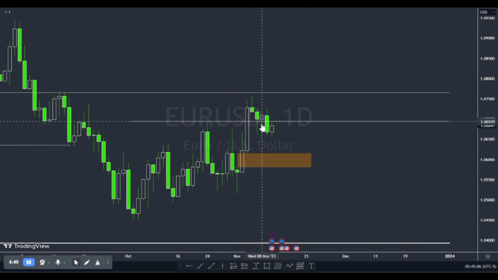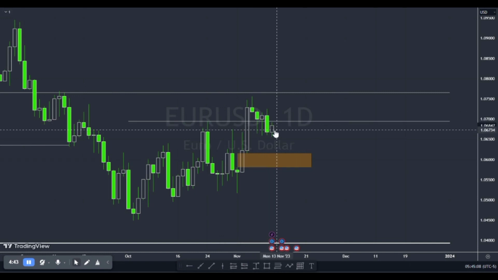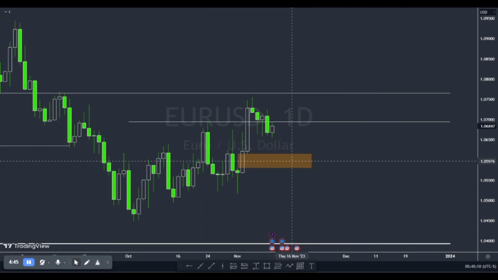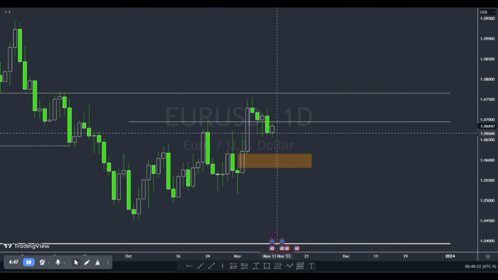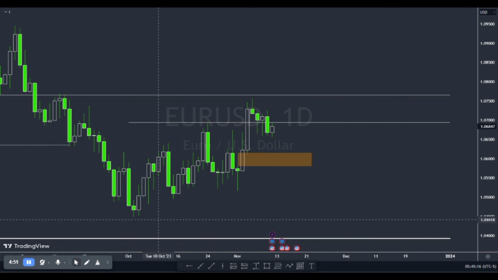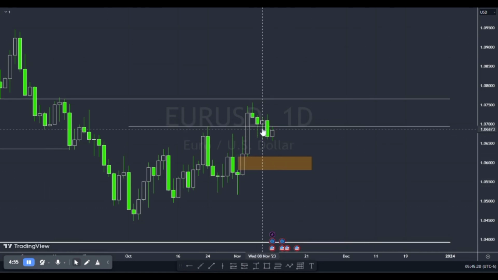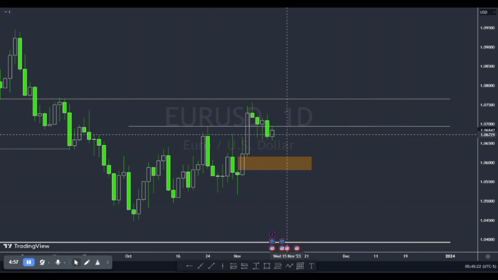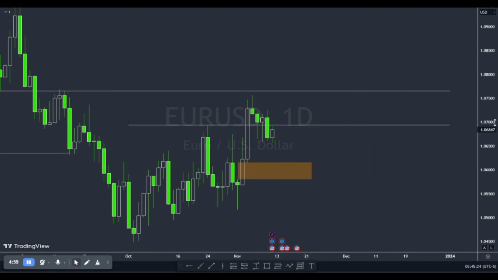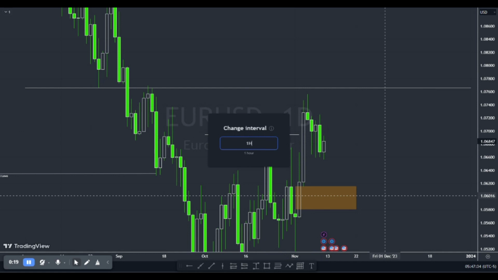So let's just go through this week and let's see. That's my bias now for next week. I still expect some sort of bullish price action down to this area for the future. But let's see how price reacts when price gets there. Now we'll go over this price action. Alright, so let's drop to the 1 hour chart.